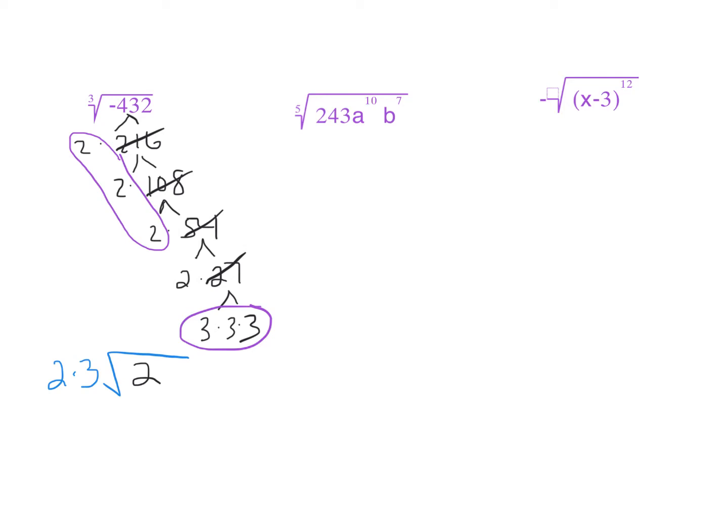There's a negative under the radical. So that negative under the radical, because you're dealing with an odd index, is possible to have a negative answer. So finally, negative 6 radical 2 is our final answer. Let's take a look at the next example here.